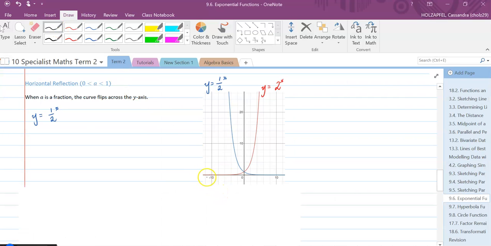So you can see here I've got the graph of y is equal to 2 to the x in red, and I've got y is equal to a half to the x here in blue. The reason this is happening is that when we have a fraction, 2 to the power of -1 is the same as saying a half. So a fraction has a negative index. So I could rewrite this as y is equal to 2 to the power of negative x.